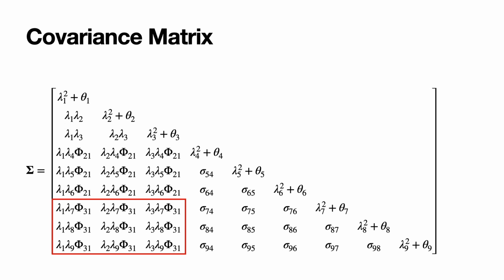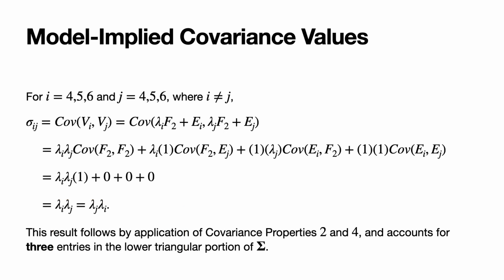So we're making steady progress. Next, let i range from 4 to 6 and j range from 4 to 6 as well, where i is different than j. In this case, sigma sub ij is equal to the covariance of v sub i and v sub j, which is the covariance of lambda sub i times f2 plus e sub i with lambda sub j times f2 plus e sub j.